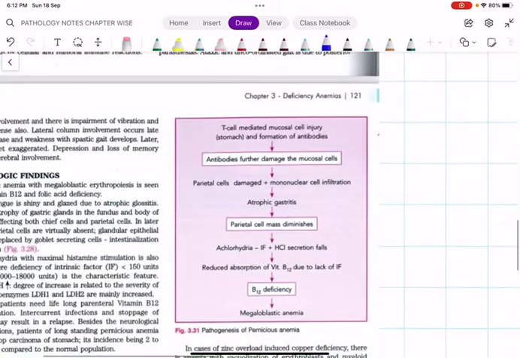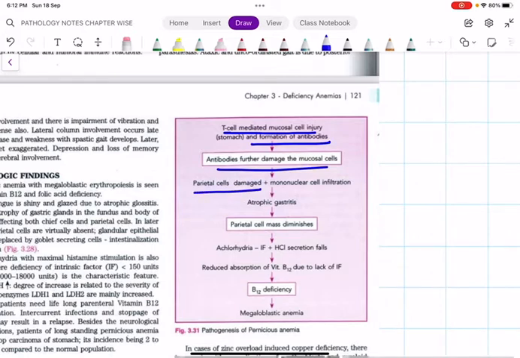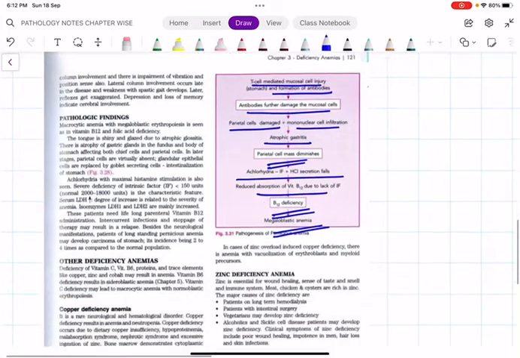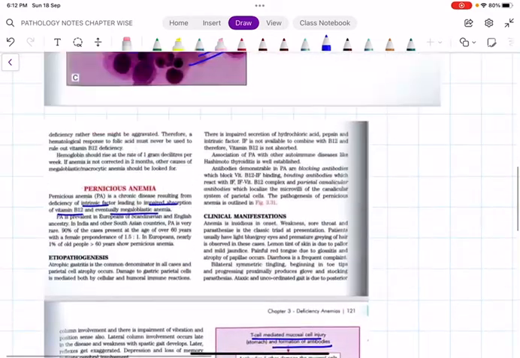As a result of T cell mediated mucosal injury, there will be formation of antibodies. These antibodies will damage the mucosal cells, and the parietal cells will be damaged. The parietal cells will be invaded by mononuclear cell infiltration, leading to atrophic gastritis. Then the parietal cell mass diminishes. Then achlorhydria, that is, hydrochloric acid secretion will fail. There will be reduced absorption of vitamin B12 due to the lack of intrinsic factor, finally leading to vitamin B12 deficiency and megaloblastic anemia. This is about pernicious anemia.